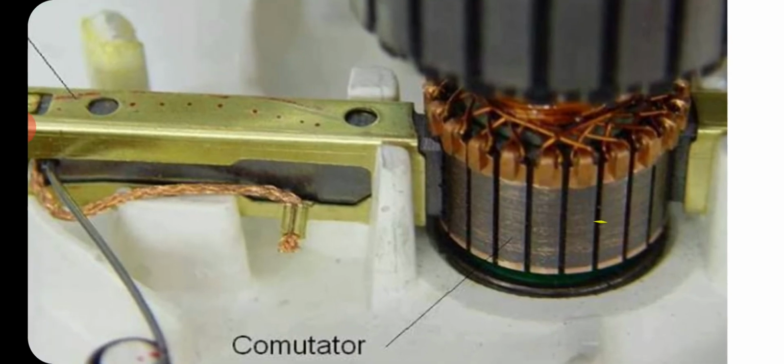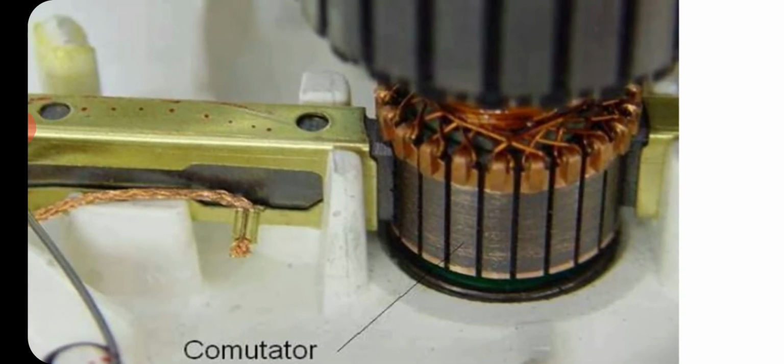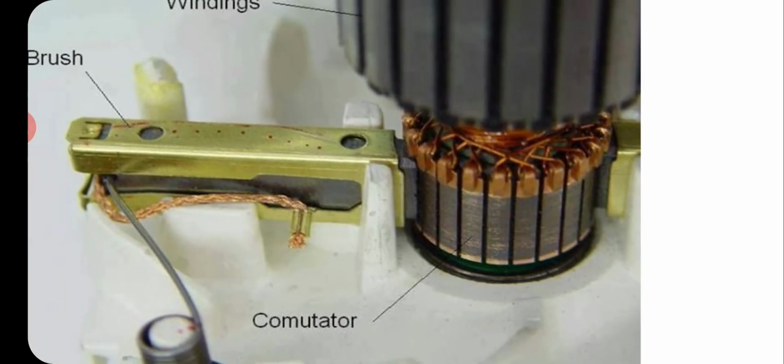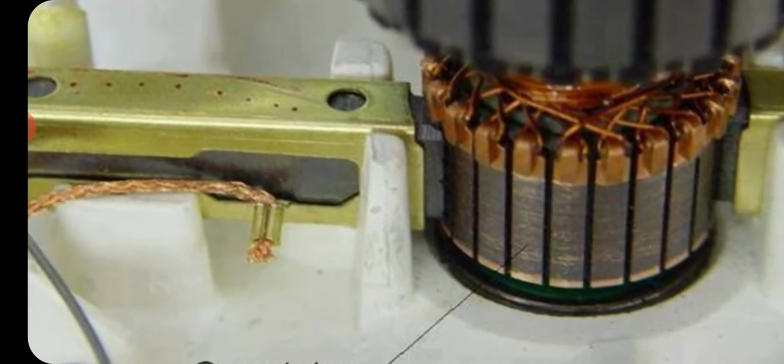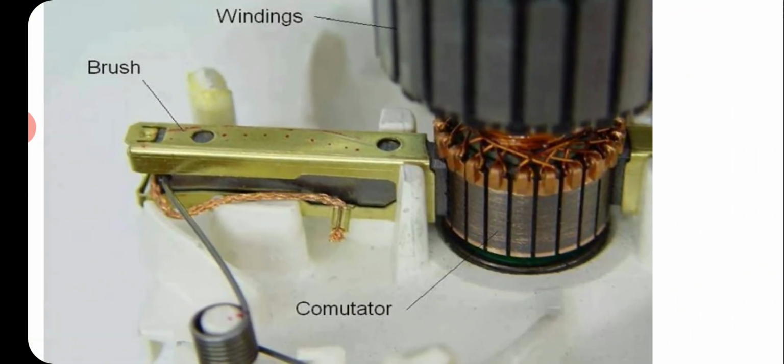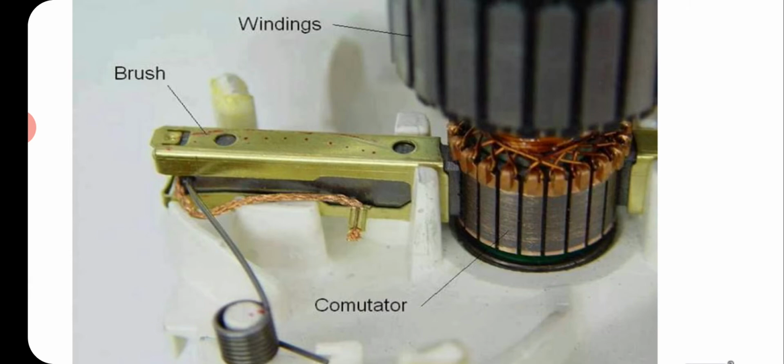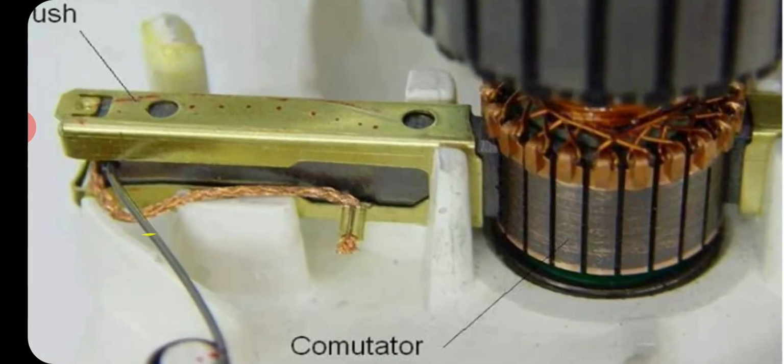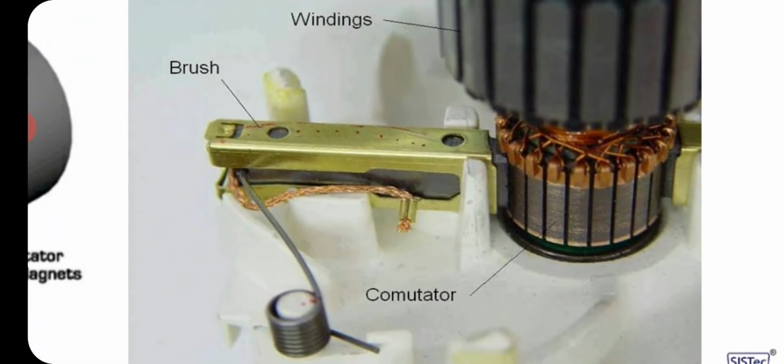Now we see that this is the commutator, and on the outer periphery of the commutator we see that these brushes are joined together. The brushes are made up of a carbon and graphite mixture. Graphite is a conducting material, and carbon helps it to maintain its melting point at higher temperature. So this entire assembly is known as the brush assembly.